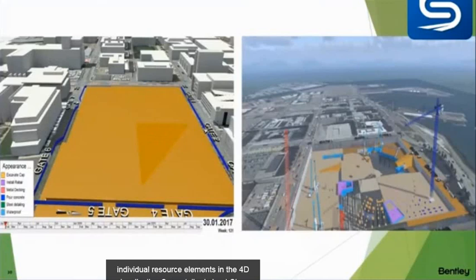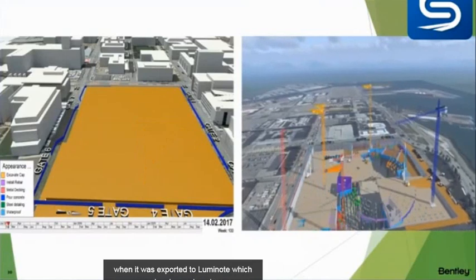So we talked about SYNCHRO's animation capabilities. On the left-hand side, we have the animation which was produced from SYNCHRO 4D, and on the right-hand side, we have the animation when it was exported to Luminosity, which is being played on a loop.